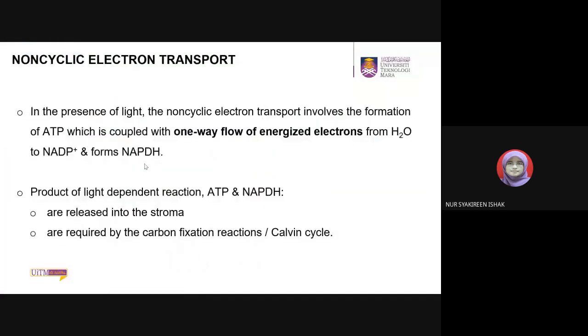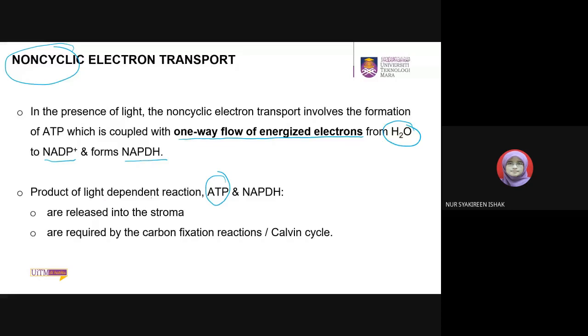Okay, so in the presence, it says here, in the presence of light, the non-cyclic electron transport involves the formation of ATP, which is coupled, okay, with one way flow of energized electron from water to NADP plus and NADPH. So sebab kita namakan dia sebagai non-cyclic electron transport or non-cyclic photophosphorylation. Okay, photophosphorylation sebab apa? Photo, during this process, it requires light energy. Phosphorylation, why? Because the process produces ATP also.